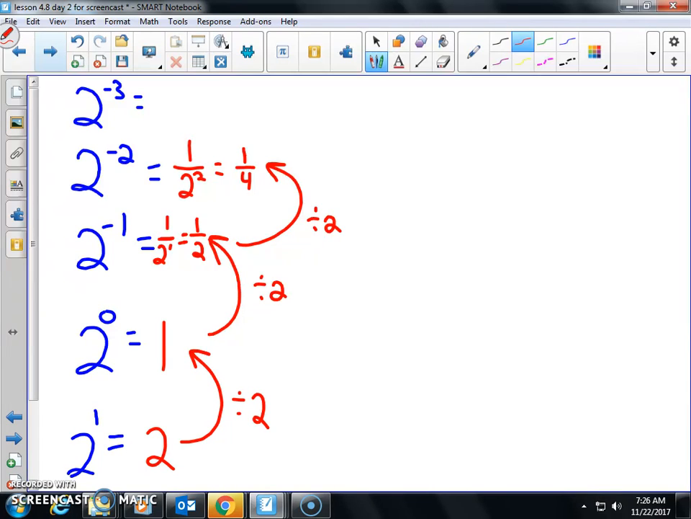Let's see if it works here. 2 to the -3, the negative sign stretches out into a fraction bar. The base and the exponent go to the bottom. The numerator is a 1. We simplify that. That's 1 over 2 times 2 times 2, which is 1/8. And again, that works. If I had 1/4 of a pizza and I divided it into 2 pieces, that would be 1/8 of a pizza.